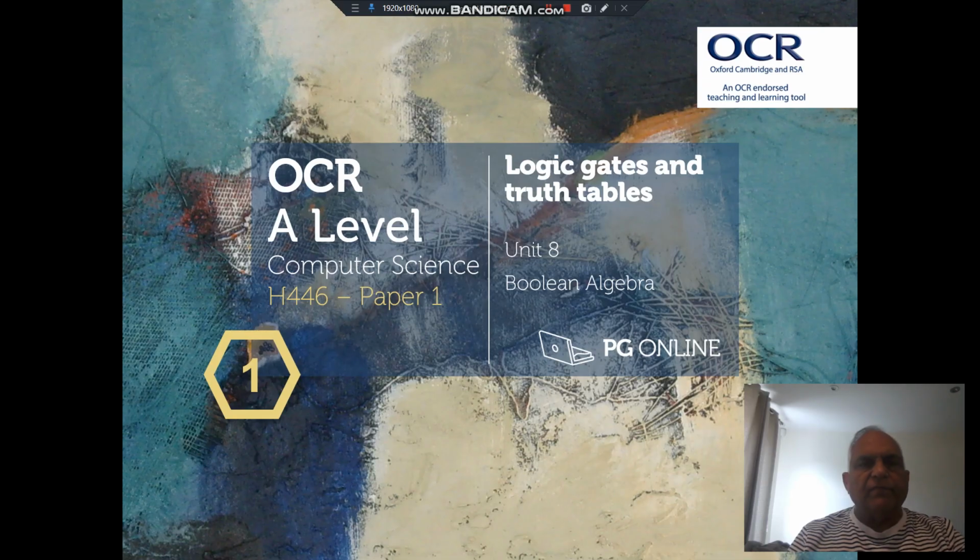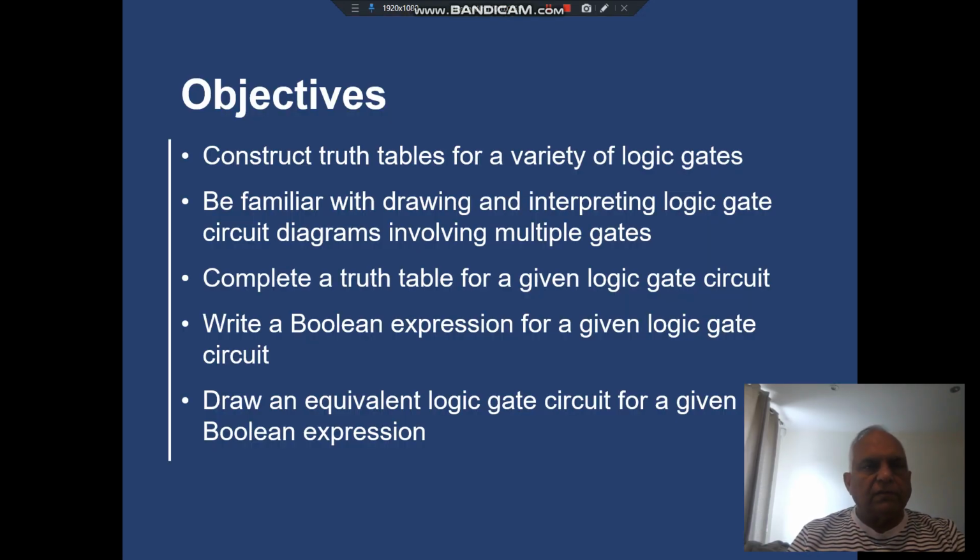So if we start from slide 1, which is the title and objectives, we will construct truth tables for a variety of logic gates. Logic gates, I will tell you what they are. There are 4 types of logic gates in computer science. What do you mean? It means circuits, which are 0 or 1. The circuits combine with each other and make the logic gate, and on the basis of these logic gates, the computer performs the logic, our required logic, what we need.